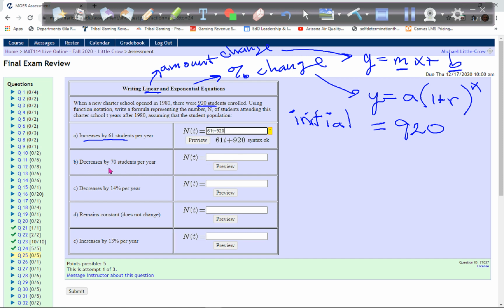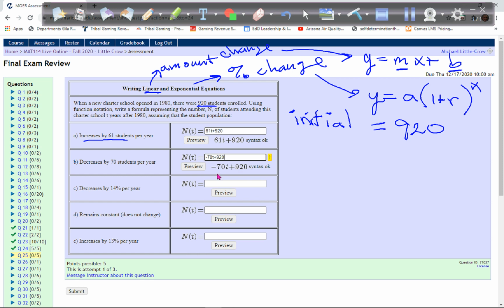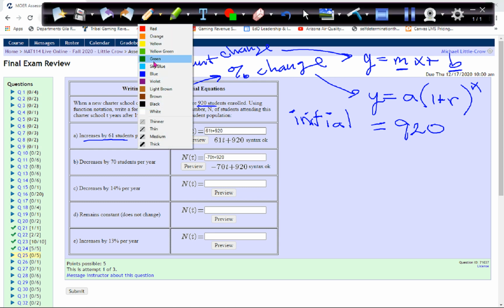The B question: decreases by 70 students per year. It's going to be a similar type thing, but the rate is decreasing, so that's negative 70 students every year, that's t, plus 920. That's our initial value. Now we get into an exponential one. It's decreasing by 14%. And that one takes a little bit more thought.